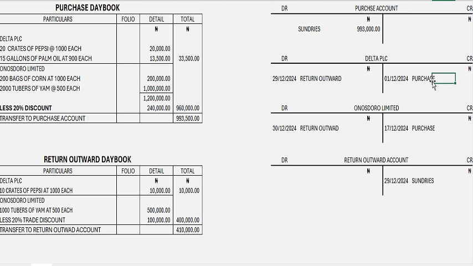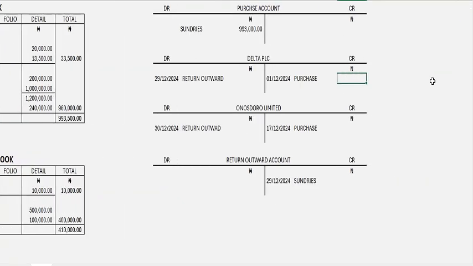We have the narration here, purchase. How much was it? 33,500. So go to the Unozuru account also. How much are you crediting the Unozuru account? You're crediting the Unozuru account 1.2 million. No, not 1.2 million. Rather, we are crediting 960,000. Why are we crediting 960,000 and not 1.2 million? It's because he gave us a discount of 240,000 naira. So these two, this amount and this amount together, will give us 993,500 naira, which fulfills the budgetary principle.